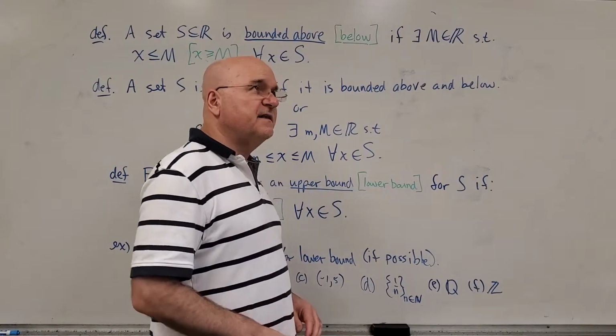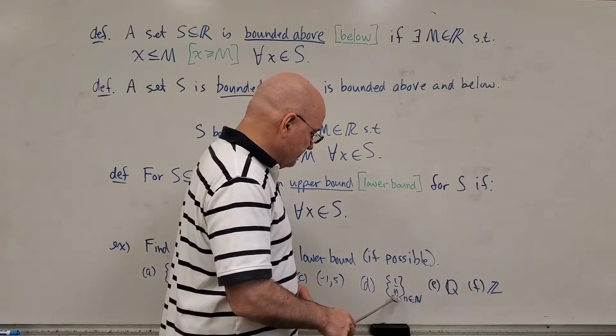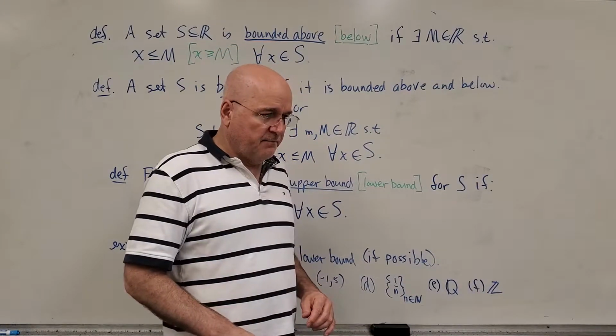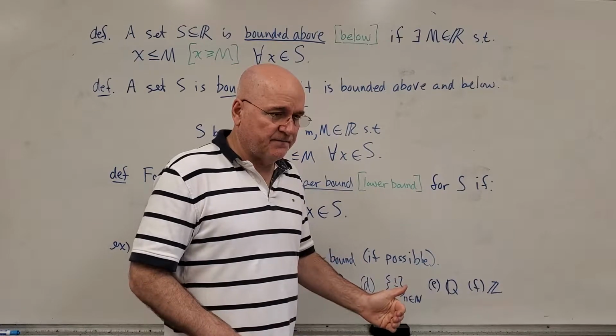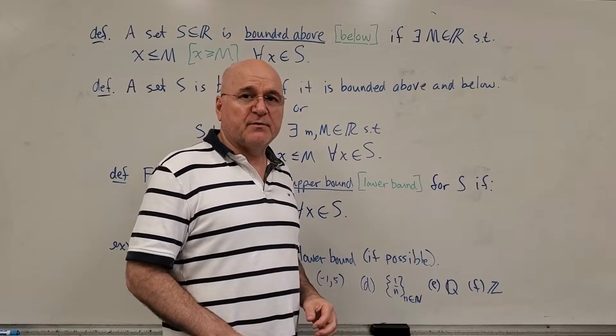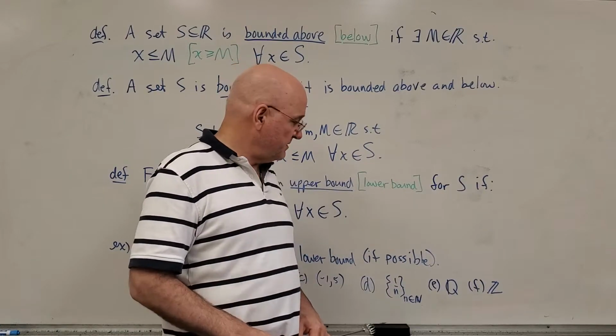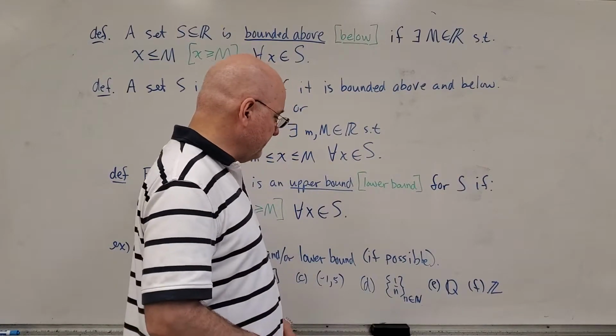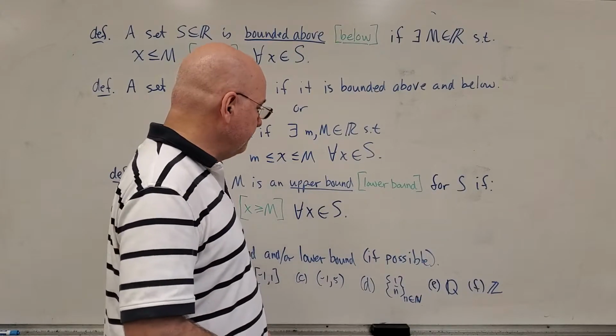Well, the number 0 is not in this set, but it is a lower bound for the set, and there's actually no bigger number that would also be a lower bound. So 0 is a good lower bound for that, or any negative number would be a lower bound.